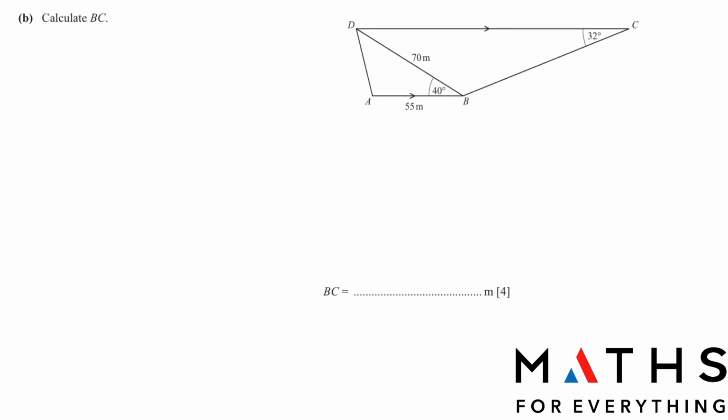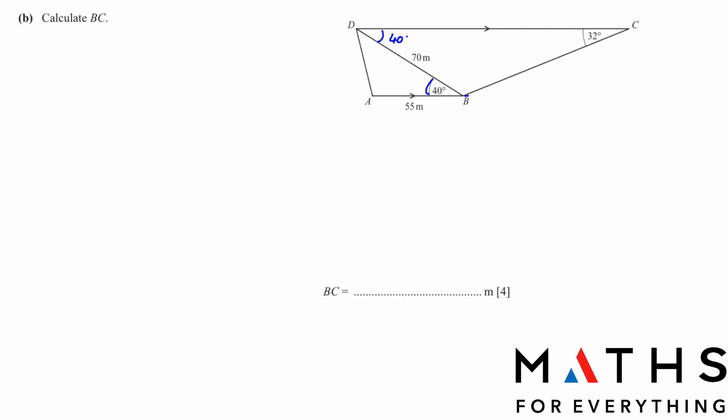For part B, we have to calculate BC. Now, the reason that the parallel lines are there is that we know that if two lines are parallel and a line cuts them, there's a transversal. This angle and this angle will be the same. Alternate interior angles are equal. So this is 40. Because they are parallel, if you extend it, imagine you're cutting it with a line. So this is an alternate interior angle.